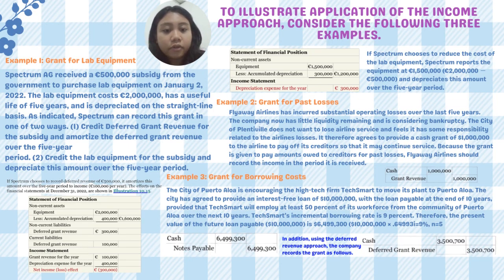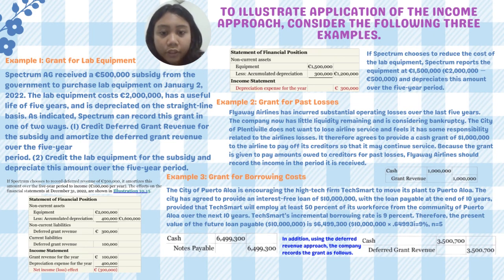The first is to credit deferred grant revenue for the subsidy and amortize the deferred grant revenue over the 5-year period. The second is to credit the lab equipment for the subsidy and depreciate this amount over the 5-year period. Okay, the first step: if Spectrum chooses to record deferred revenue of 500,000, it amortizes this amount over the 5-year period to income, 100,000 per year.